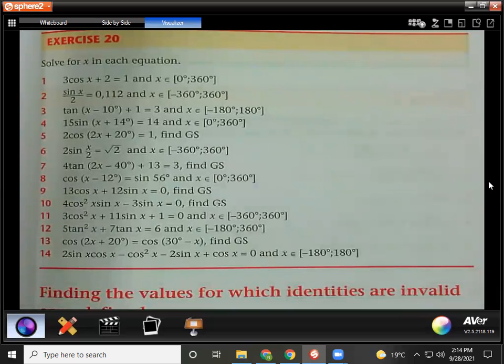The first 7 are kind of the basic ones, so you don't have to change anything really. Then if you look at number 8, here you're going to have to change that sine to a cos. For this one, what are we going to do here? It's a cos and a sine, there's no square.